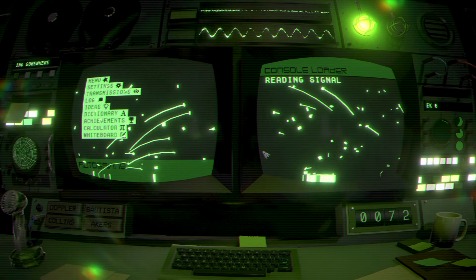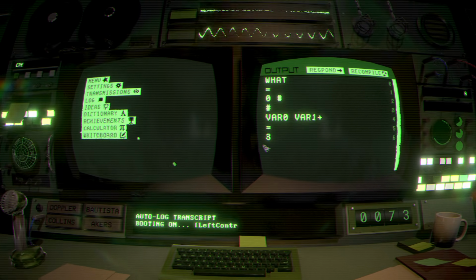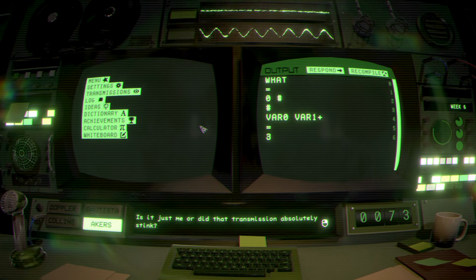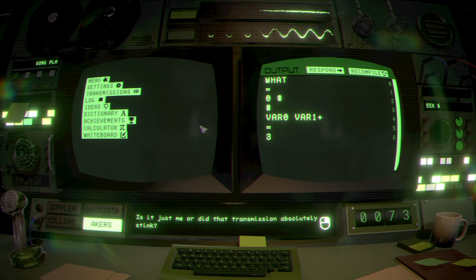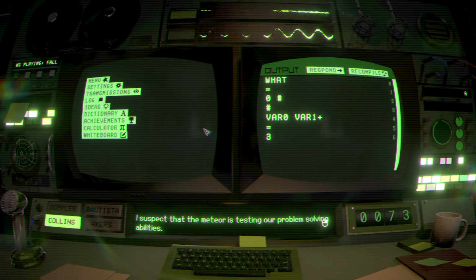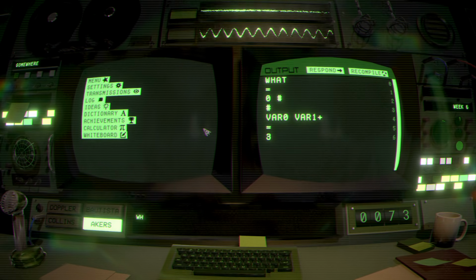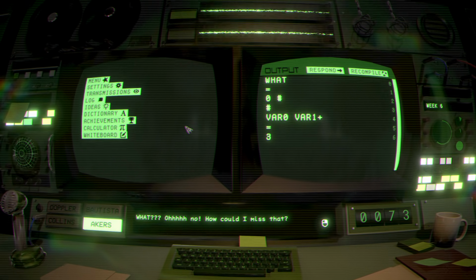Fantastic. Oh, now we're getting interesting. Is it just me, or did that transmission absolutely stink? I suspect that the meteor's testing our problem-solving abilities. Maybe. Maybe? What's it to you? Euler's number. What? Oh no, how could I miss that?